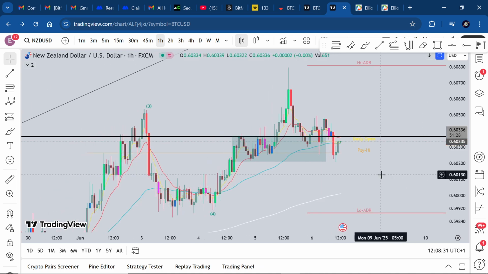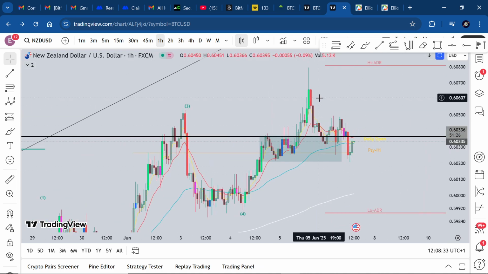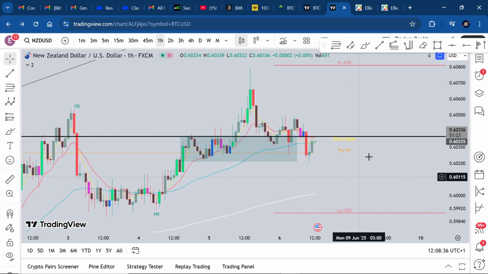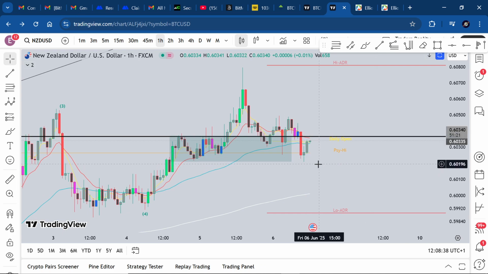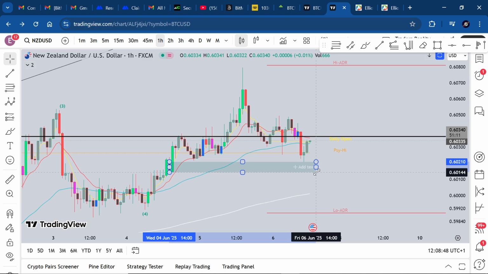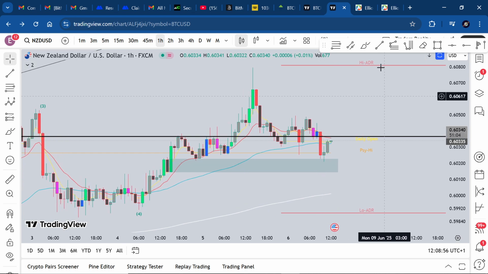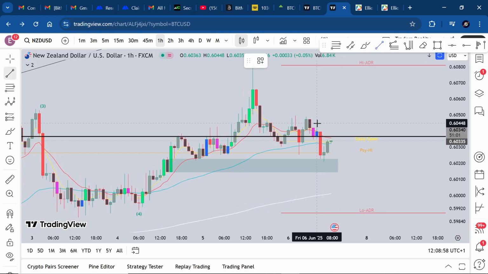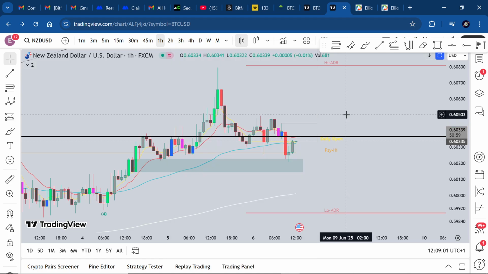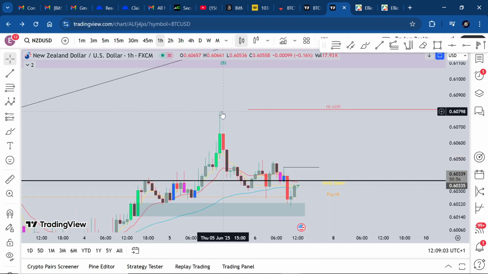Onto NZDUSD, this looks kind of nice. This here looks very nice. Same thing though. Swipe of the lows below the demand into a demand just underneath. This little institutional candle was tapped into over there. Prices going higher. A break above that line indicates to me increasing chances to take out this high.